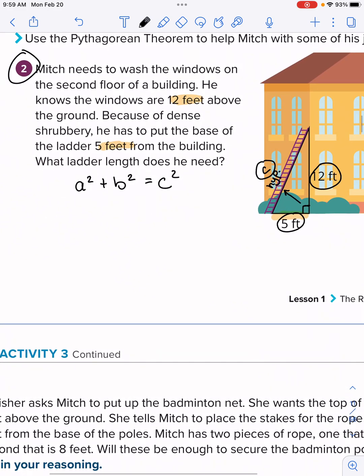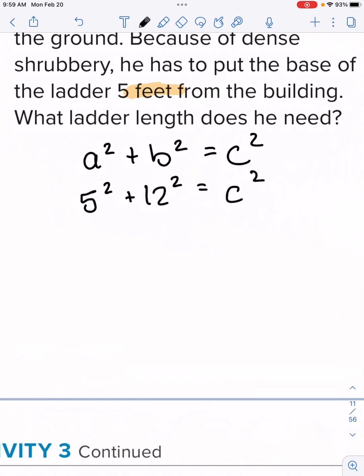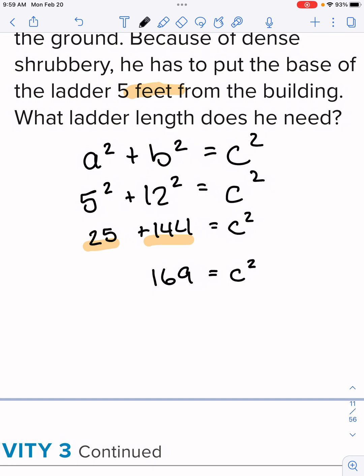So let's plug in. We could plug in 5 for either a or b. I'll do it for a. We'll plug in 12 for b. And c, we don't know what it is, so I'll just keep it as c squared. This is 25. This is 144. This is c squared. Combining these two terms, that's going to be equal to 169 equals c squared.